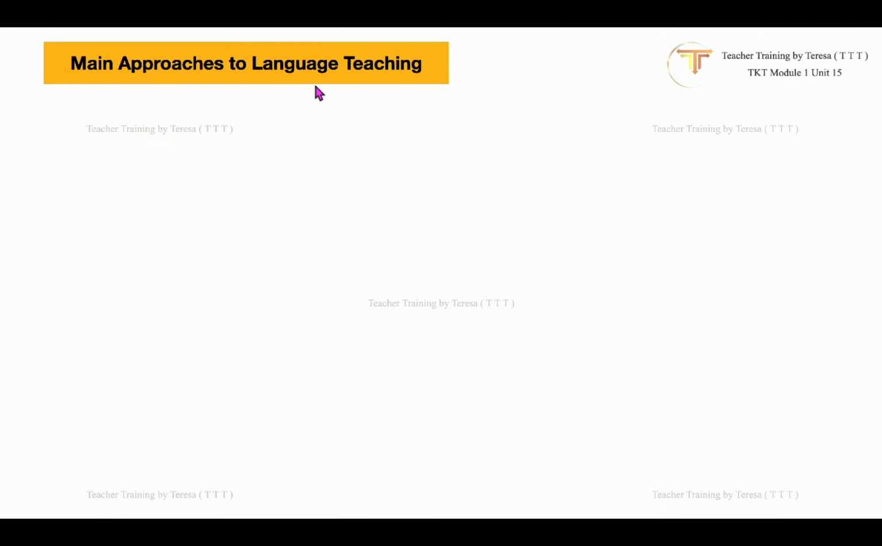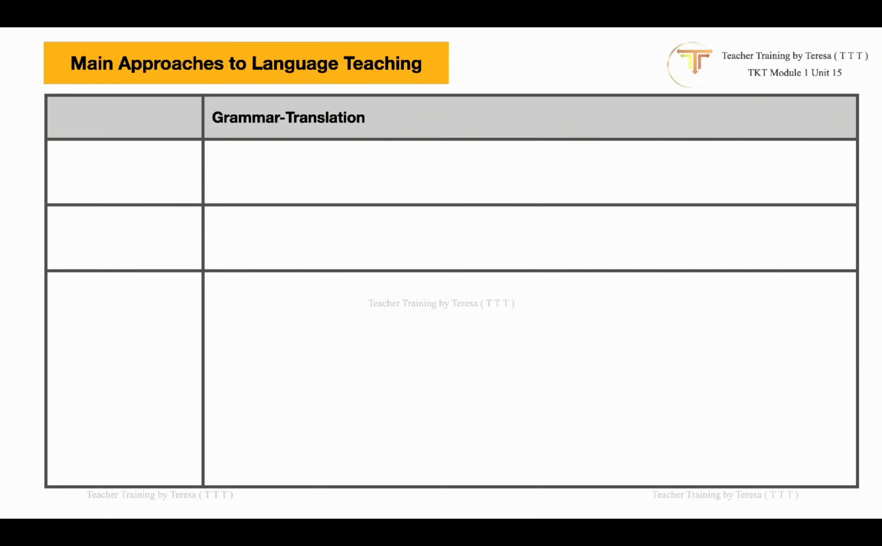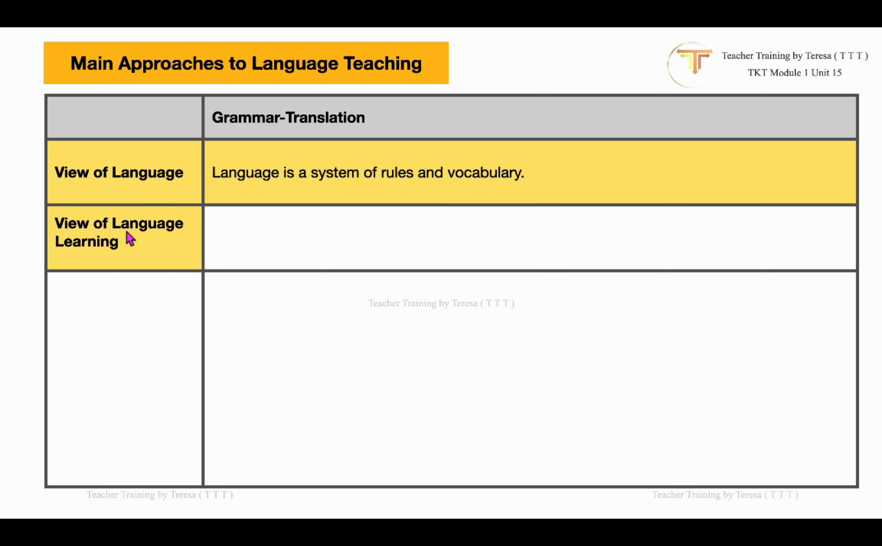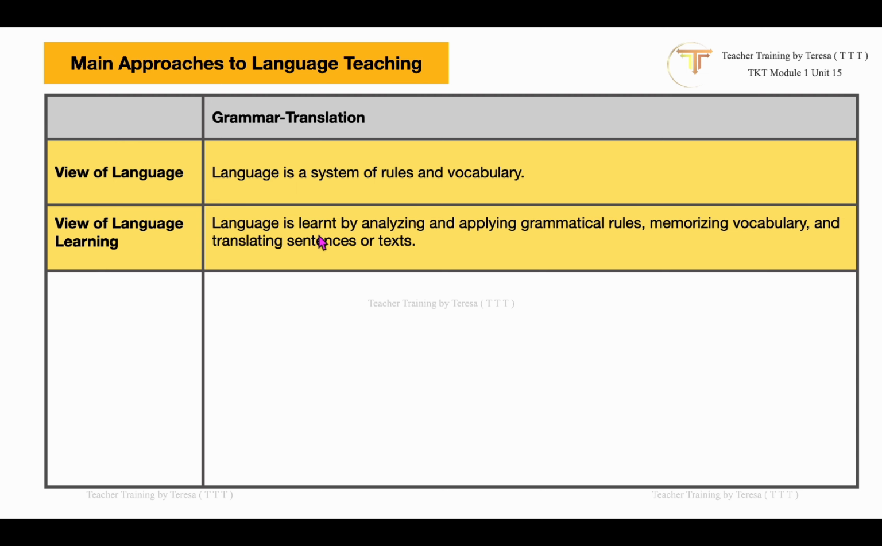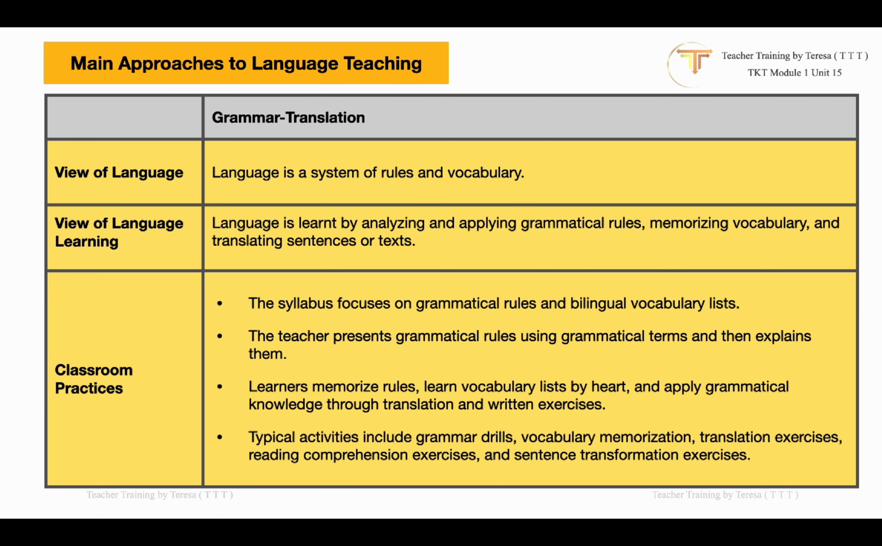Main approaches to language teaching. Grammar translation. View of language. Language is a system of rules and vocabulary. View of language learning. Language is learnt by analyzing and applying grammatical rules, memorizing vocabulary, and translating sentences or texts. Classroom practices. The syllabus focuses on grammatical rules and bilingual vocabulary lists.